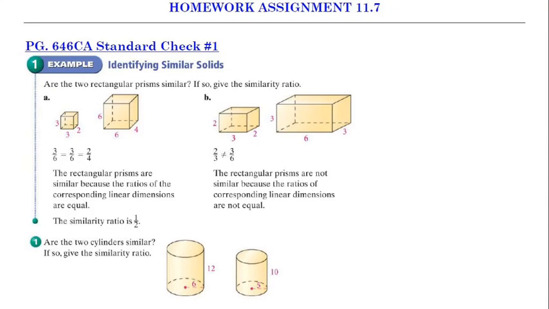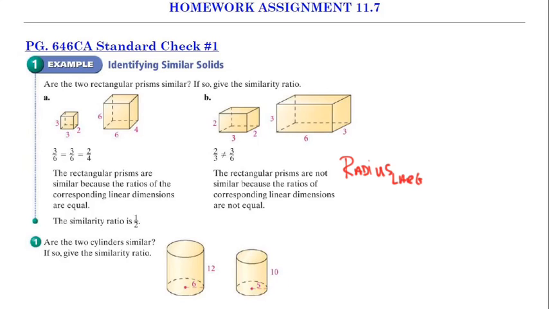Alright, so we're looking at similar solids, so they're blown up or shrunken down versions of each other, and how that deals with our similarity ratios. So if we look at these two, we have to figure out if these two cylinders are similar. If they are, give the similarity ratio. So that means the corresponding things have to match up. Radius to radius, height to height have to give the same proportion.